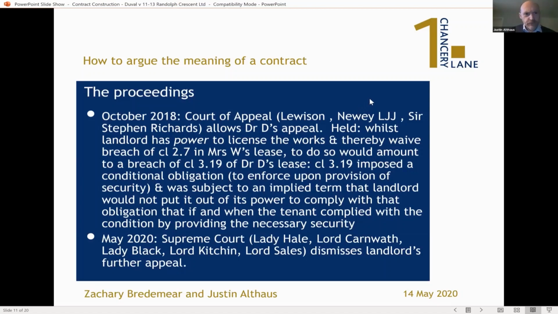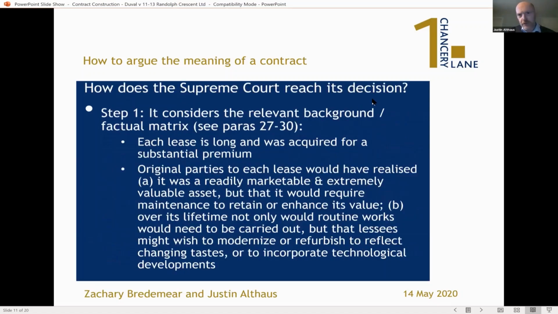So this is my attempt to shoehorn this case into what we're talking about. How does the Supreme Court reach its decision? First of all, it considers the relevant background factual matrix.